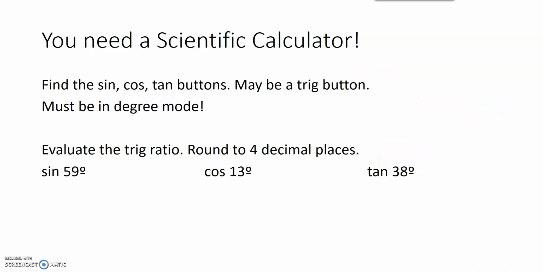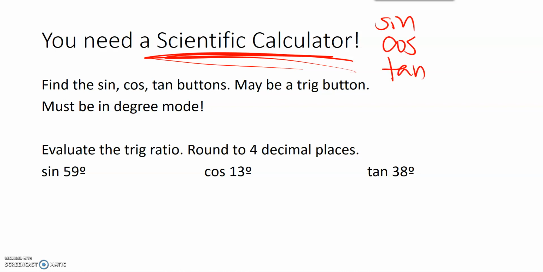Now, something important is that you need a scientific calculator. The basic calculator that you get when you look at the calculator on your phone does not have your trig functions on it. If you turn it sideways, it does. But you need to have a scientific calculator that has the sine, cosine, and tangent buttons on it. Depending on the calculator you have, there may also be a trig button that you look for. It would be labeled trig, and you usually have to hit that, and then these pop up. The other thing that you have to remember is that your calculator must be in degree mode.